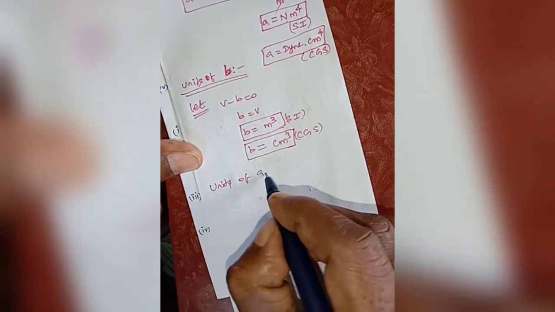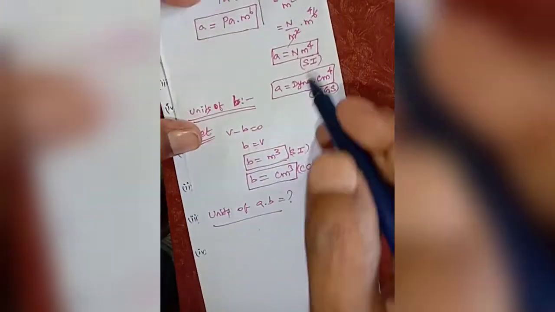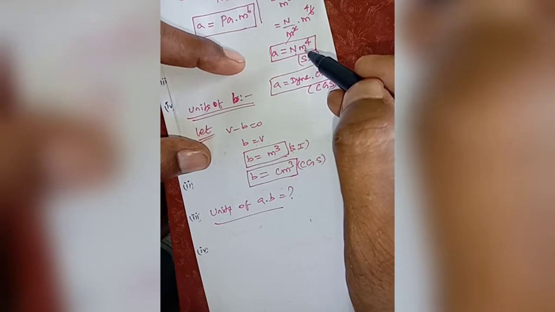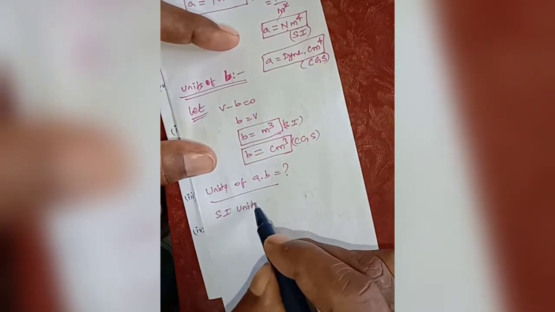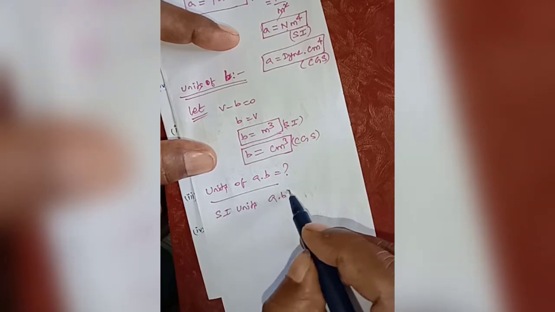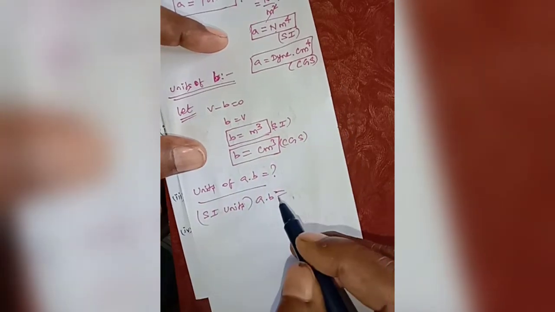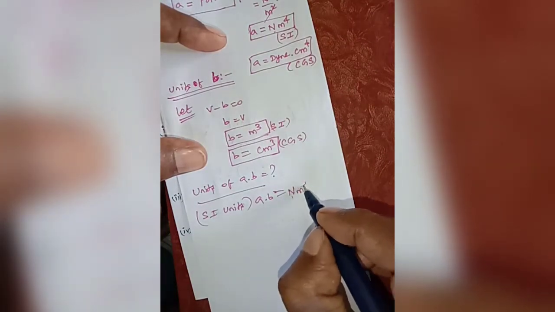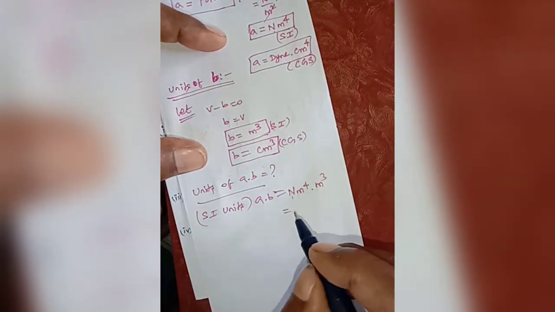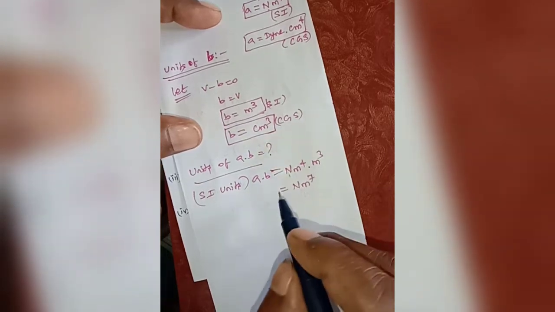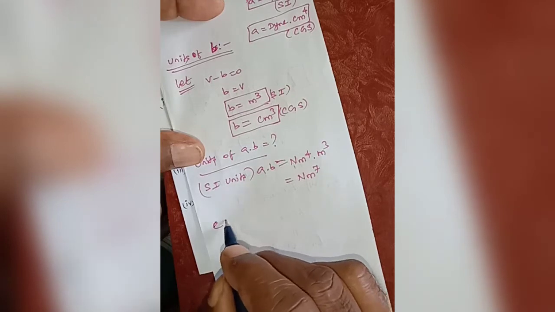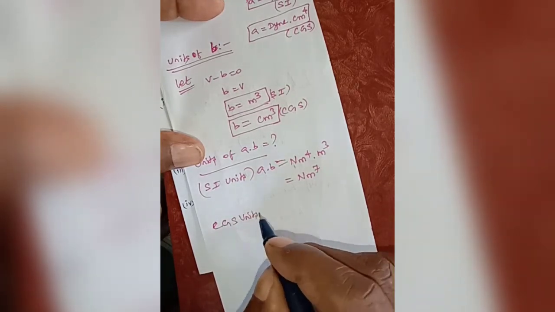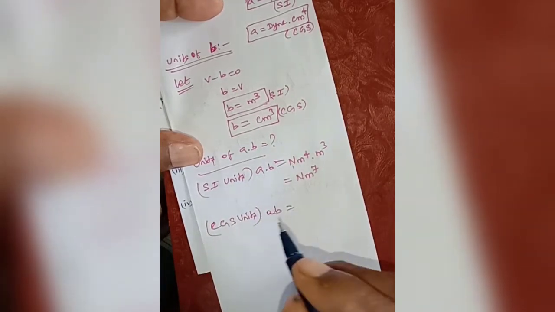Next, units of a into b. Now these two units are multiplied, SI units of a and SI units of b. First, SI units of ab. SI units என்ன வரும் அப்படின்னு பார்த்தீங்கன்னா, Newton meter power 4 into meter cube, so finally Newton meter power 7. So this is the SI unit of a into b. Next, CGS units of a into b.